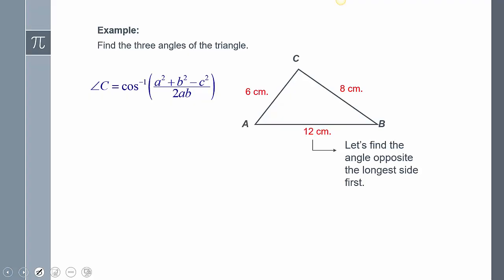Or I could say c squared equals a squared plus b squared minus 2ab cosine of C. Right? The only things that are both C; the rest are the other missing sides. And I can solve for it. So I can subtract a squared, subtract b squared.